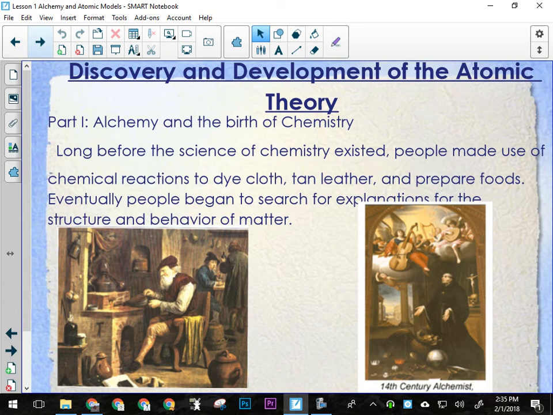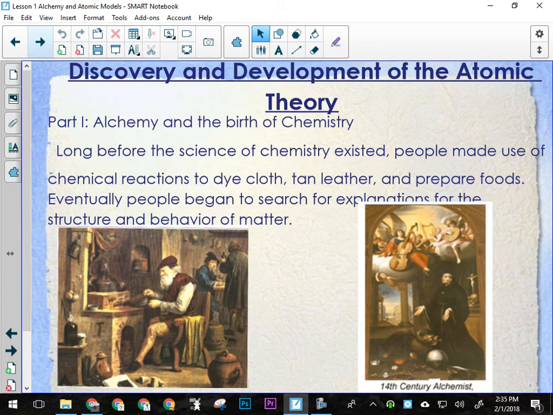So the birth of chemistry was actually not chemistry. It was something called alchemy, and kind of developing the experimental method. But we've been using chemistry for a long time without always really understanding what we were doing. People knew that if they used certain chemical reactions, they could produce certain things.